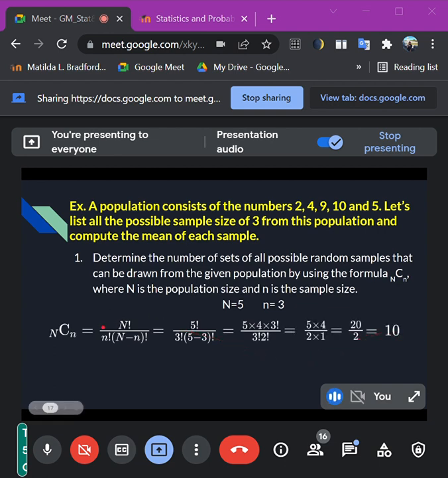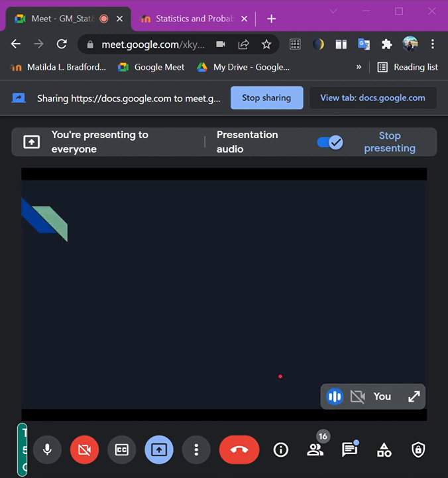Okay, kung kani, substitute ninyo: 5 factorial over 3 factorial times the quantity 5 minus 3 factorial equals 5 times 4 times 3. Then cancel, 5 times 4, and then over 2 times 1, 20 over 2, that is 10. So, that is now your set of all random samples nga makuha ninyo from the given population. Okay, 10 possible samples. Step 1.